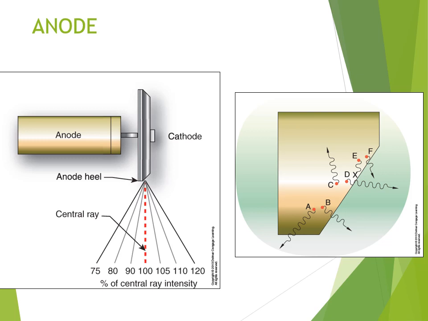So at the central ray, we're going to have 100% intensity, but on the cathode side, we have 120%, which is much higher. And then on the anode side, we only have 75%. So we're going to make sure that we put the bigger part under the cathode. And so we can see on this picture here that the X-rays are being eaten into the anode, and that's why we have less X-rays on the anode side.